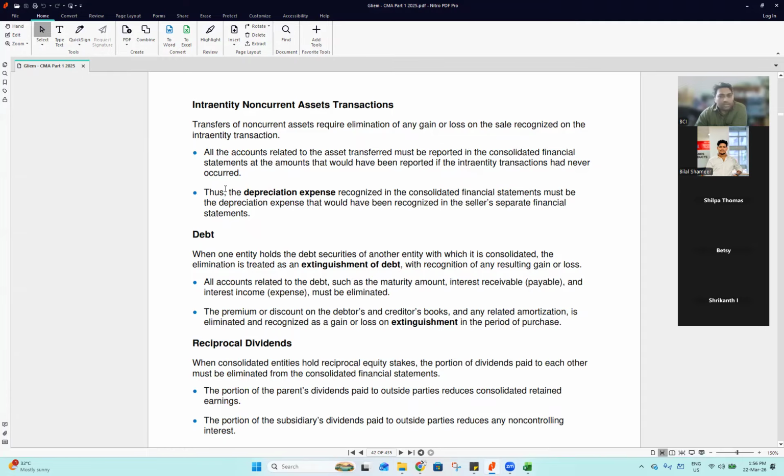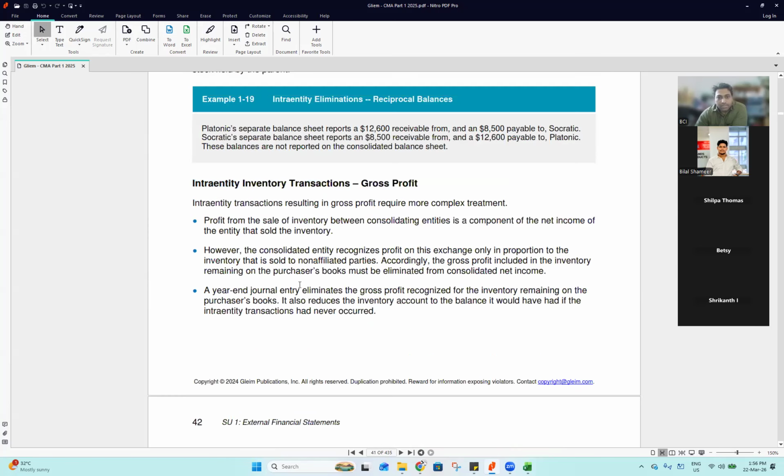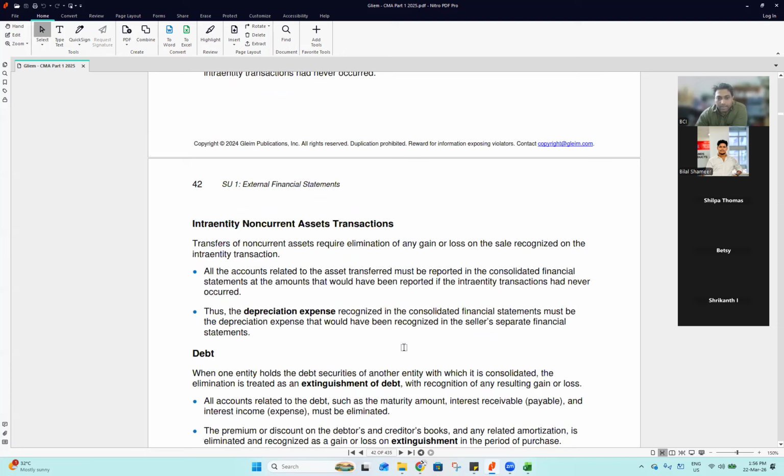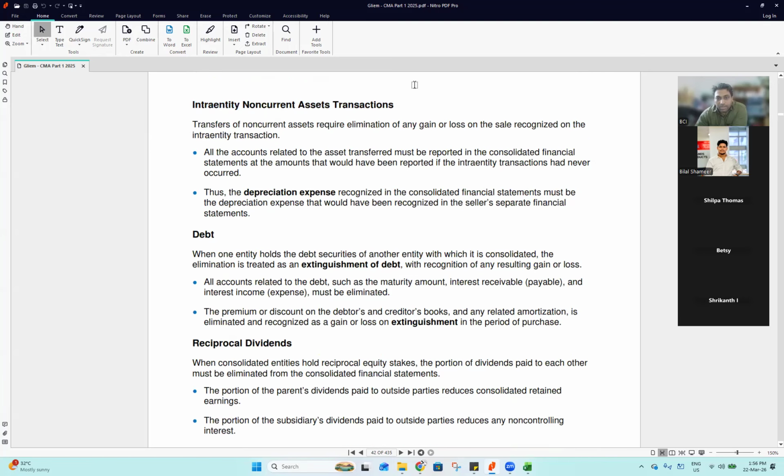So next comes the intra-entity non-current asset transactions. Here we were discussing inventory sales, right? Purchase and sale of inventory between the companies, where we eliminate the profit. Now here comes intra-entity non-current asset transactions. For example, either the subsidiary or the parent is purchasing a non-current asset, maybe a fixed asset, from the other company. Then there will be gain or loss on sale of that particular transaction, and there will be depreciation. So we have to eliminate all those things. We will assume that the particular transaction didn't occur in this period.